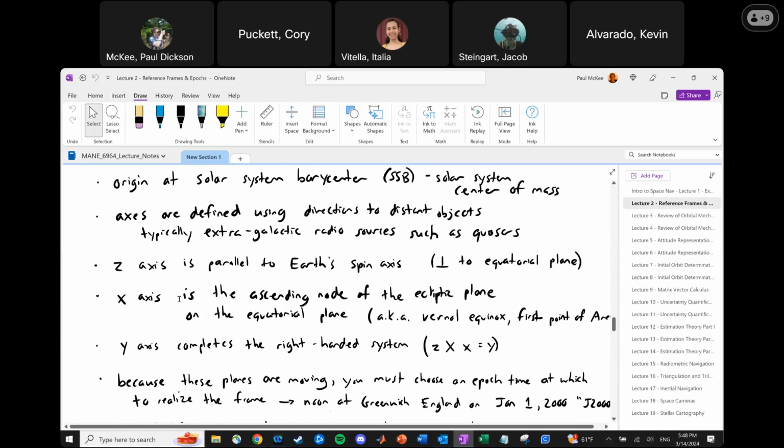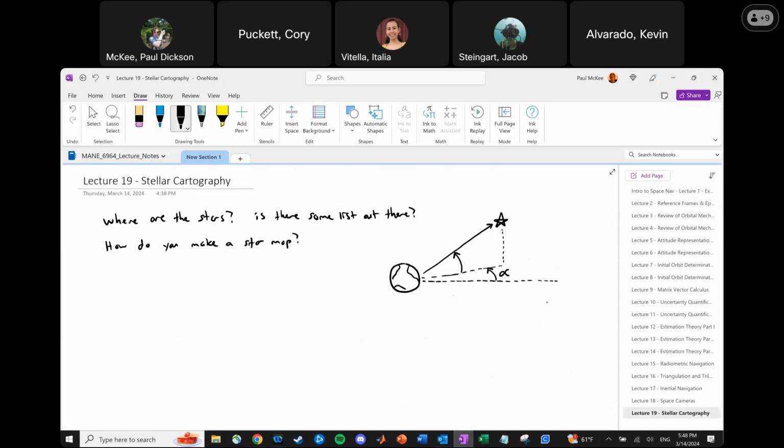The x-axis of the International Celestial Reference Frame is the ascending node of the ecliptic plane on the equatorial plane. It's essentially the intersection of the equator, the plane that stretches out from the Earth's equator, and the ecliptic, which is the plane in which we orbit. And this intersection line is sometimes called the vernal equinox. Other times it's called the first point of Aries. For our purposes, this is just the ICRF X direction. That's it. Some people have already decided what the global reference frame is, and this is the X direction. So some angle off the X direction is your right ascension.